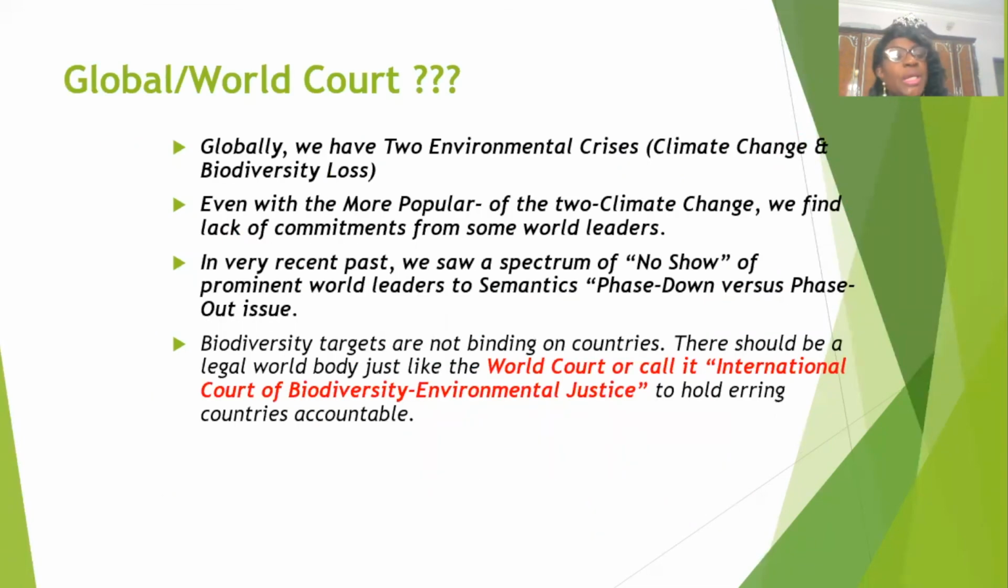At this point, don't we need a global or world court? It's my proposition amongst others. Globally, we have two environmental crises, climate change and biodiversity loss. And even with the more popular of the two, climate change, we find lack of commitment from world leaders. In the very recent past, we saw a spectrum of no-show of some prominent world leaders, even semantics, whether it's phase down versus phase out issue. So targets, including biodiversity targets, are not binding on countries. There should be a legal body, just like the World Court. We can call it International Court of Biodiversity cum Environmental Justice to hold erring countries accountable.